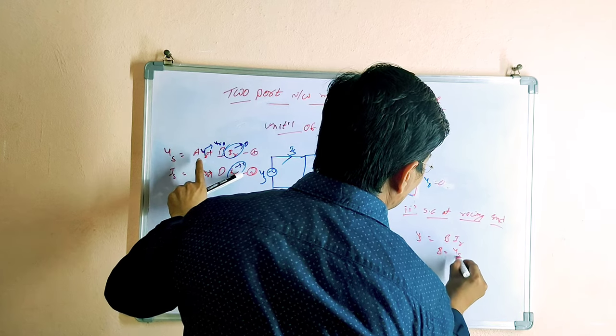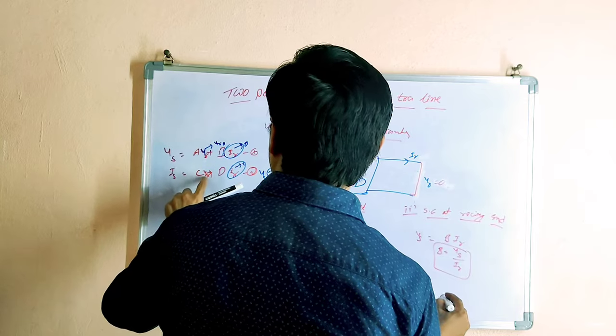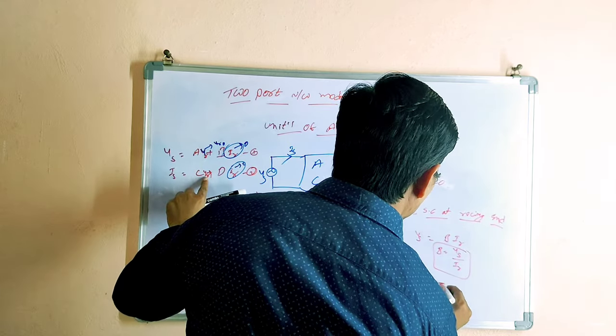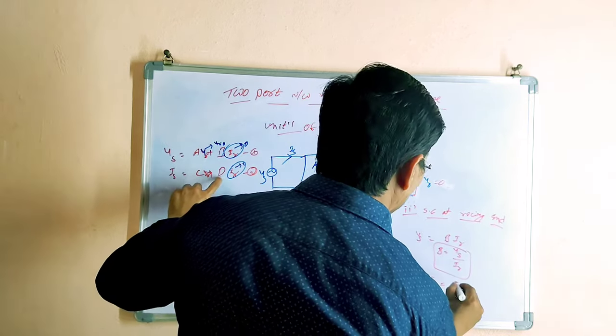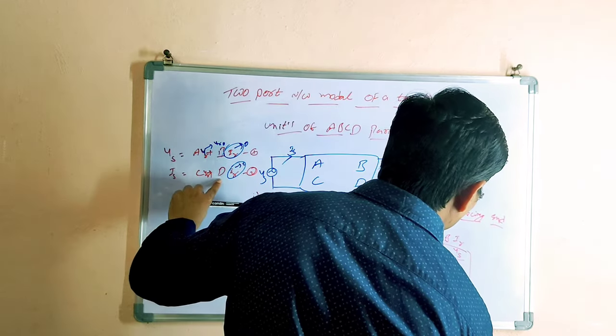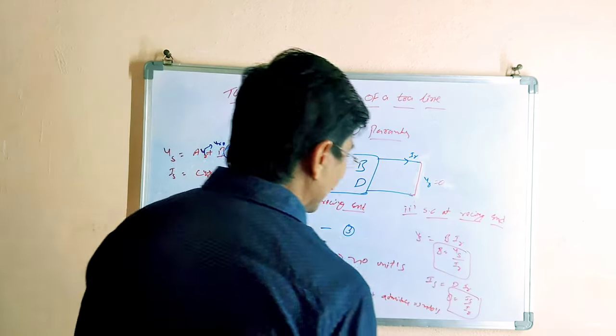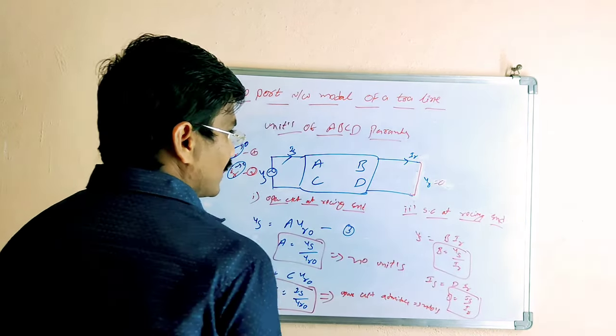So B is equal to Vs by Ir. Second, with Vr equal to 0, Is is equal to D into Ir, so D is equal to Is by Ir.